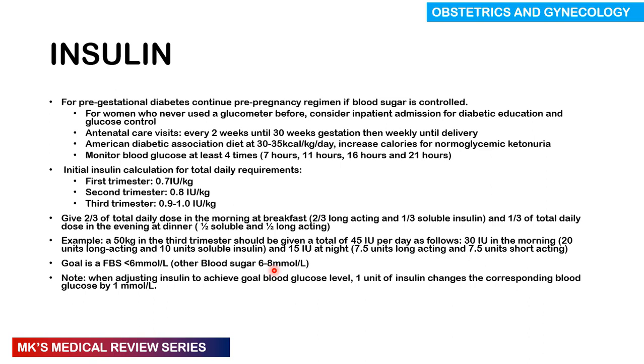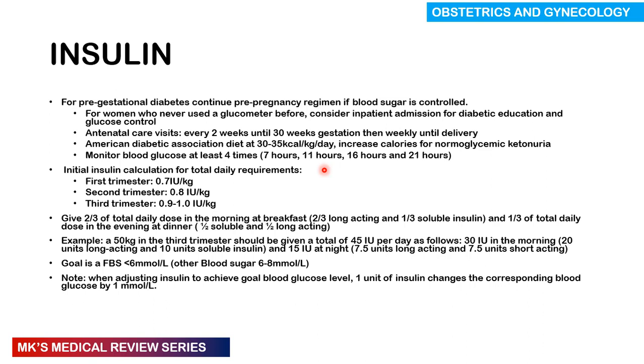So the antenatal visits should be done every 2 weeks until 30 weeks gestation, then weekly until delivery. The American Diabetic Association diet should be followed, about 30 to 35 kilocalories per day, and we increase the calories for the normal glycemic ketonuria. Then we monitor the blood glucose at least 4 times. We usually do it at 6 hours, 11 hours, 16 hours, and 21 hours.